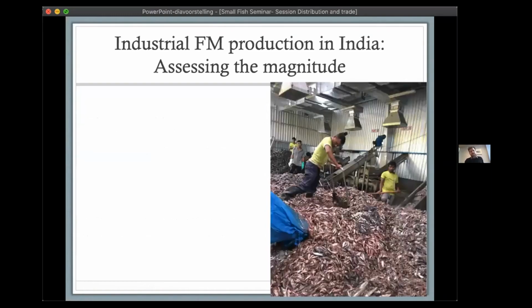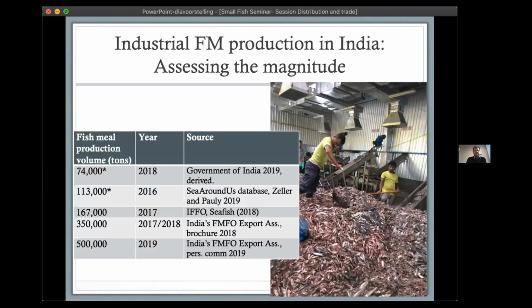Next slide, please. So here we see a picture of a fish meal factory in Mangalore. Next, please. And what we wanted to do, at least, is to understand the quantity of fish meal being produced in India. And what we found, comparing all different sources that say anything about fish meal production in India, is that these sources are really all over the place.